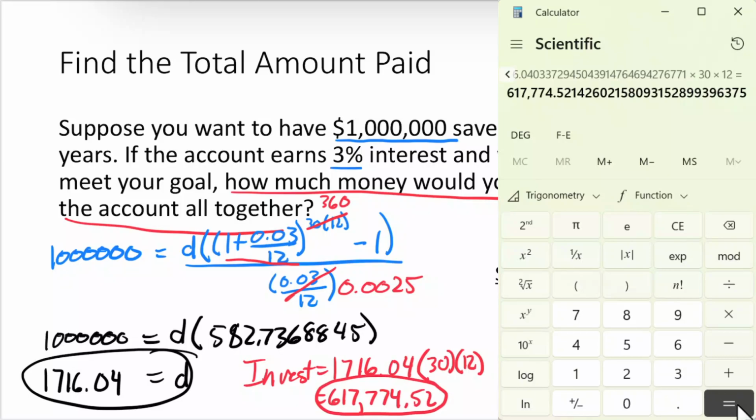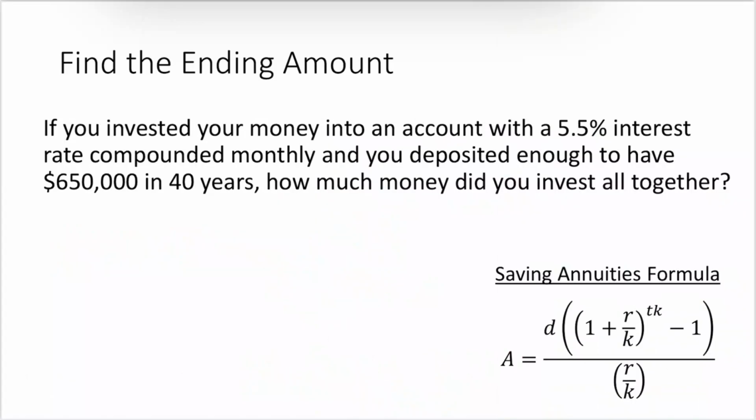Now, at the end of these 30 years, I'm going to have $1 million in the account, and that additional money is coming from the interest that was earned on the money that I invested. So why don't you guys go ahead and try this problem on your own, and then restart the video to see what the correct answer is.